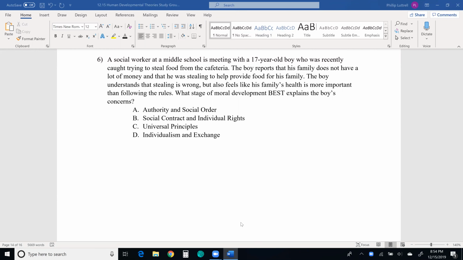Closing the polls. The majority think it is B. Close second is C. Close third is A. Fourth place is D. Let's look at it.